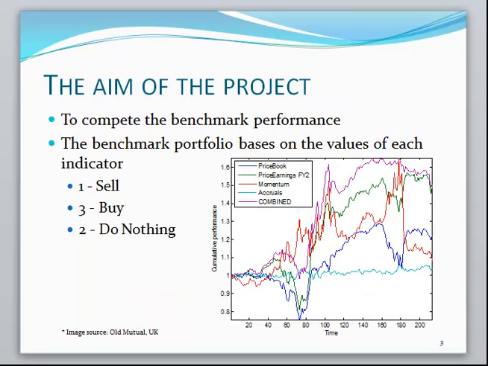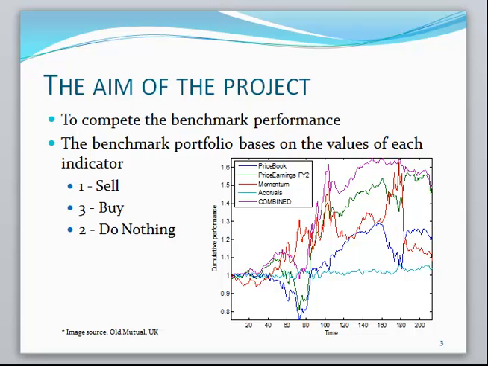The aim of the project. The aim of this project is to compete with the benchmark portfolio given, which is shown here. In the benchmark performance, there are 5 cumulative return lines. 4 of them are generated by the 4 indicators. The portfolio line, which is the purple one, is generated by linearly summing up all the other 4 indicators.